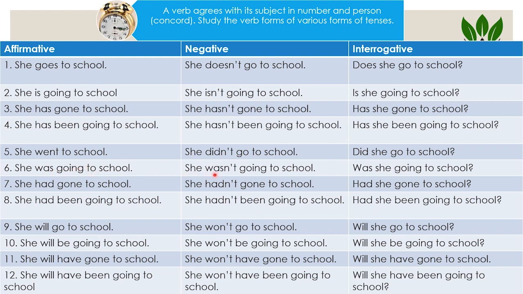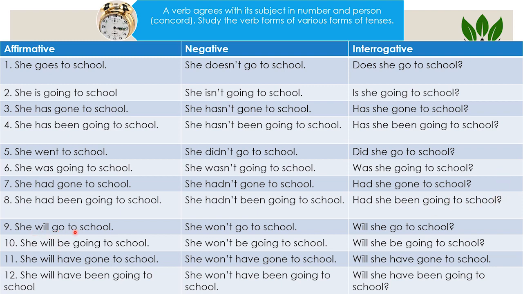She was going to school. She wasn't going to school. Was she going to school? Right? She had gone to school. She hadn't gone to school. Had she gone to school? Then she had been going to, she hadn't been going to, had she been going to, okay, right?